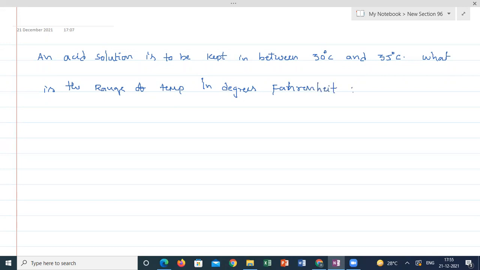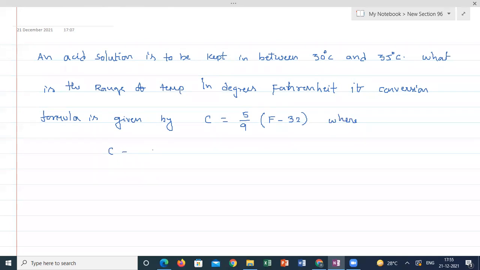If the conversion formula is given by C is equal to 5 by 9 of F minus 32, where C represents degrees Celsius and F represents degrees Fahrenheit.